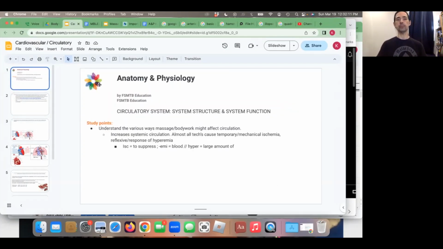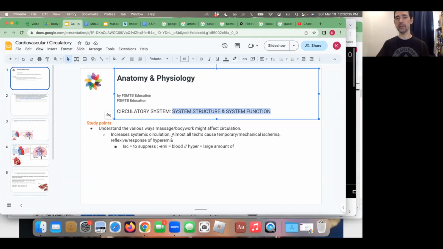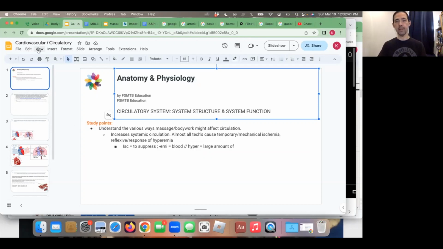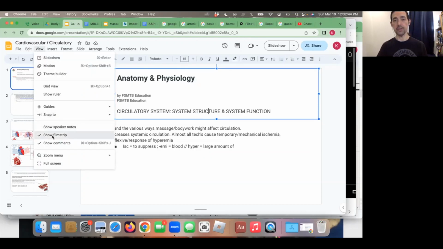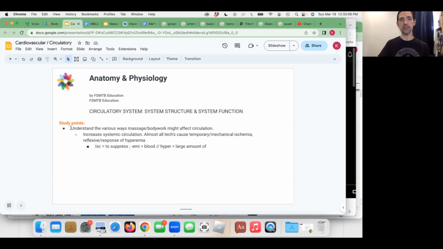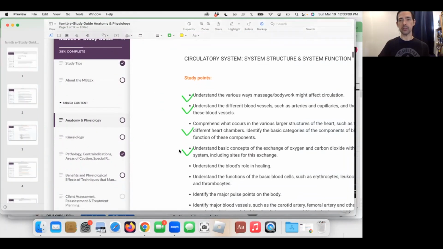When you see this symbol on my slides, it means that the study points are from the FSMTB. That's just to reassure you that this is from the source that administers the exam. This is under the anatomy and physiology section of the exam by the FSMTB, and it's the circulatory system we're dealing with today. When you see descriptions like system structure and system function, it's important, because structure refers to anatomy and function refers to physiology. So you know right away what you're going to have to learn today or be responsible for. Remember your study points for the circulatory system.